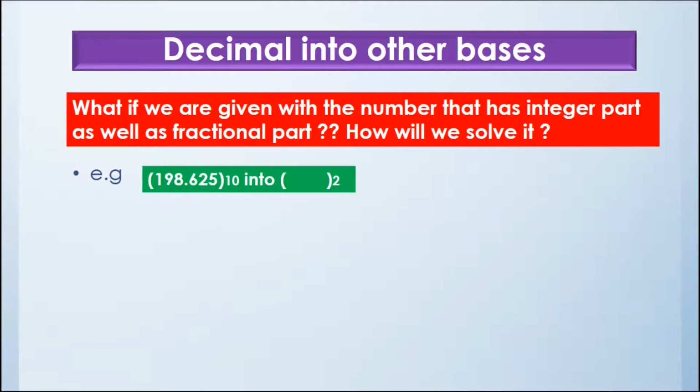So what if we are given a number that has an integer part, or you can say whole part, as well as a fractional part? How will we solve it? So let's see how we will solve such numbers that have a whole part as well as a fractional part, and we have to convert the decimal number into another base. For example, binary, octal or hexadecimal.